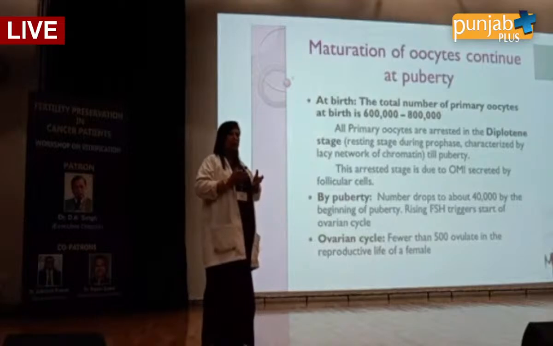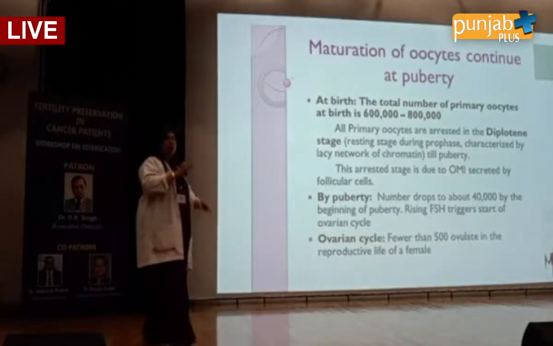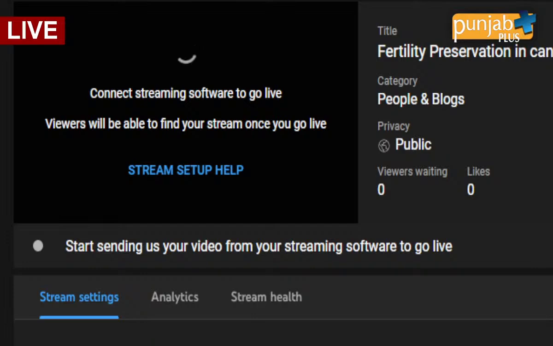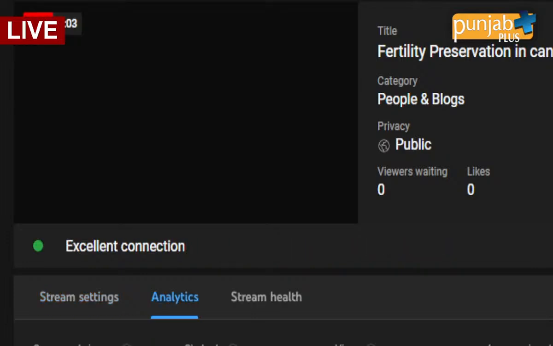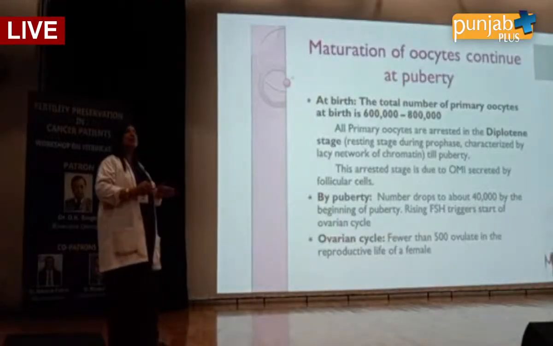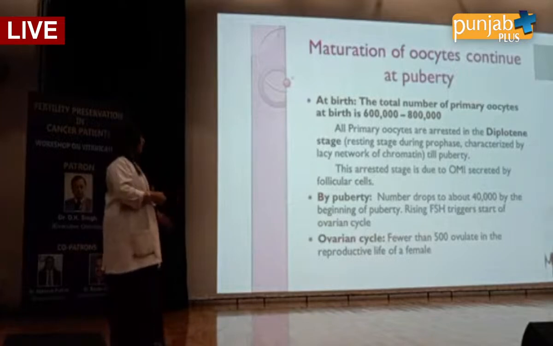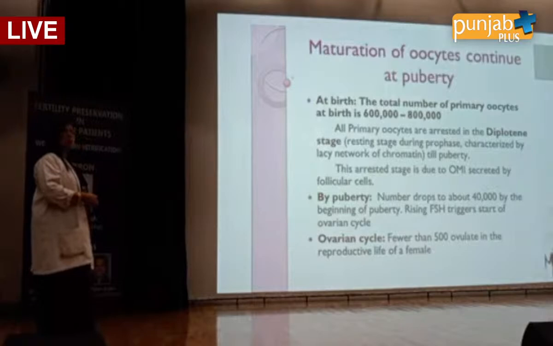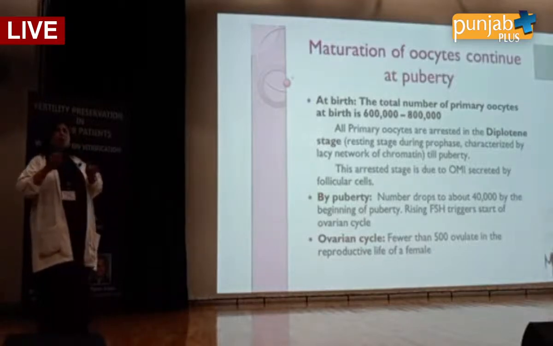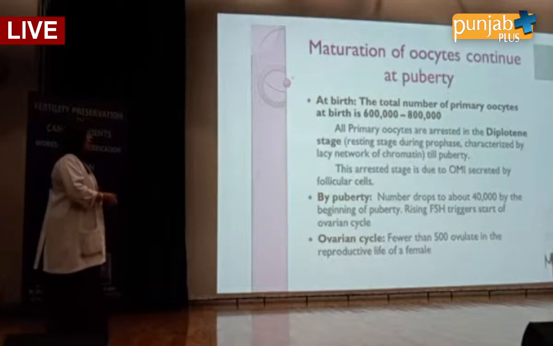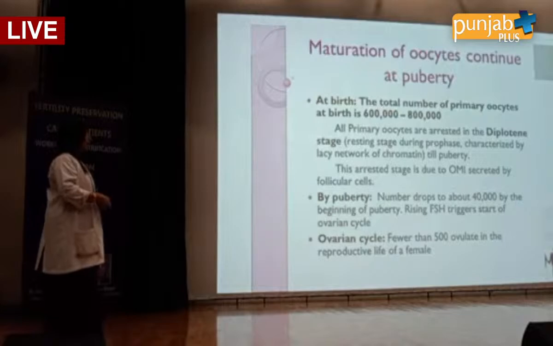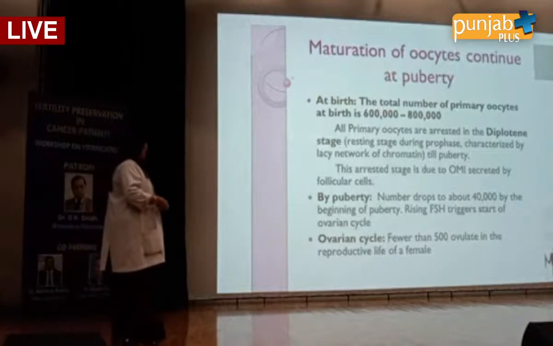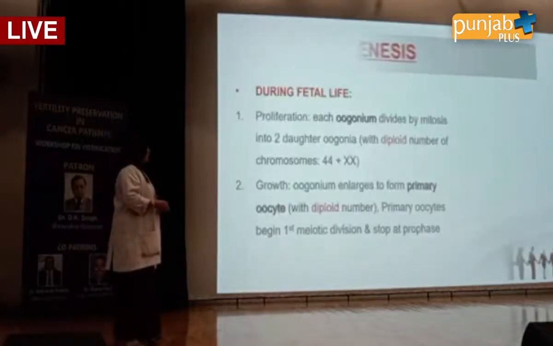The ovary cells secrete the oocyte maturation inhibitor factor, which mainly arrests the first meiotic division at prophase in the diploid stage. By puberty, the number drops to about 40,000. The number decreases as they reach puberty, and rising FSH triggers the start of the ovarian cycle. Fewer than 500 ovulate in the reproductive life of the female.